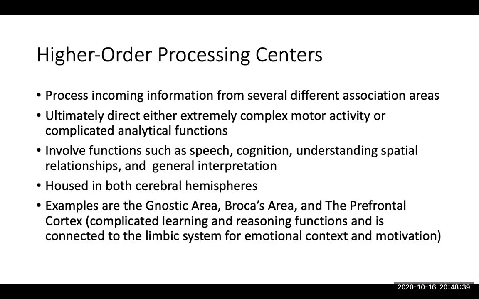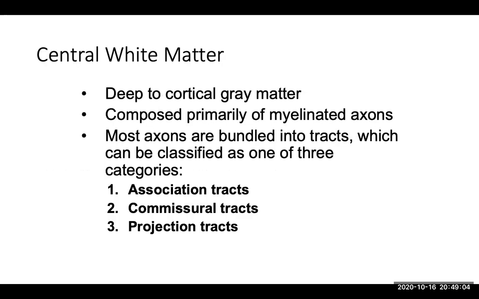Higher order processing centers will process incoming information from several different association areas and will ultimately direct what sort of motor activity will be the response. It will involve functions like speech, cognition, understanding spatial relationships, and general interpretation. It's housed in both cerebral hemispheres. Examples are the areas we already talked about, complicated learning and reasoning functions, and it will be connected to the limbic system for emotional context and motivation.